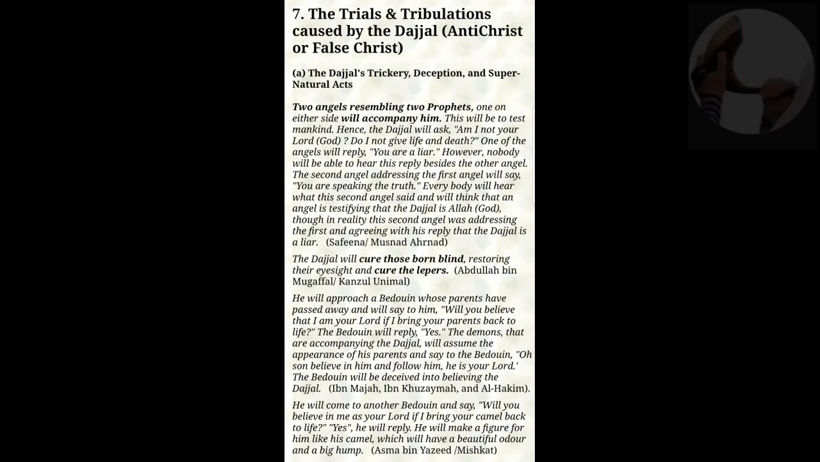Okay? However, according to this, listen to this, one on either side will accompany him. This will be to test mankind. Hence, the Dajjal will ask, "Am I not your Lord, God? Do I not give life and death?" One of the angels will reply, "You are a liar." So they're claiming that one of the witnesses will say that Yeshua is a liar. However, nobody will be able to hear this reply besides the other angel. Do you see what they're trying to do here? The second angel addressing the first angel will say, "You are speaking the truth."